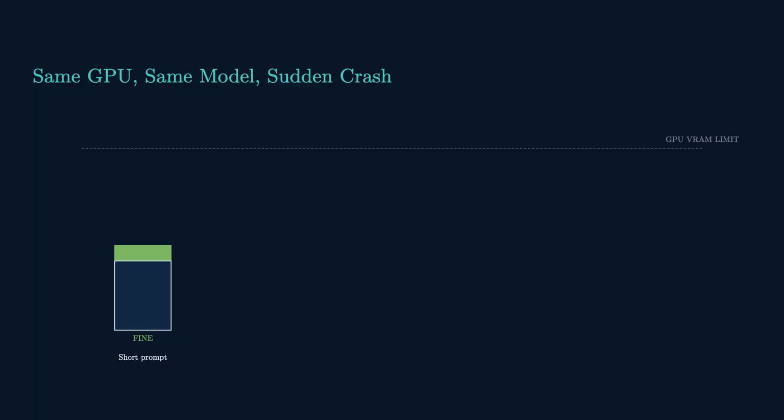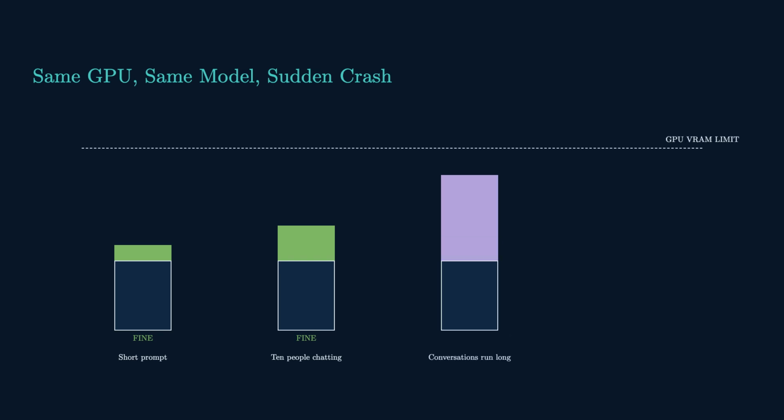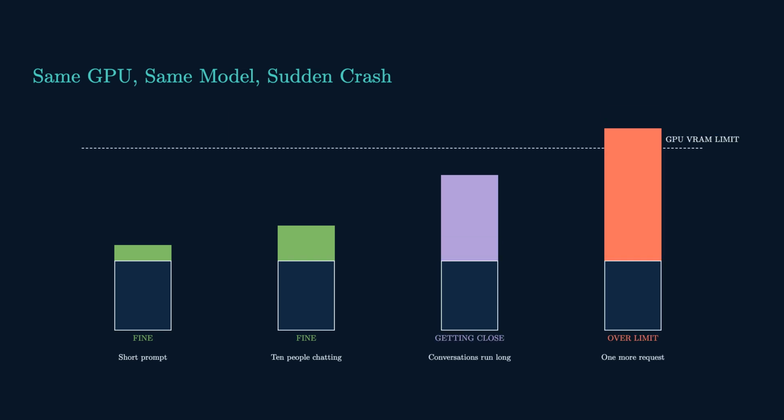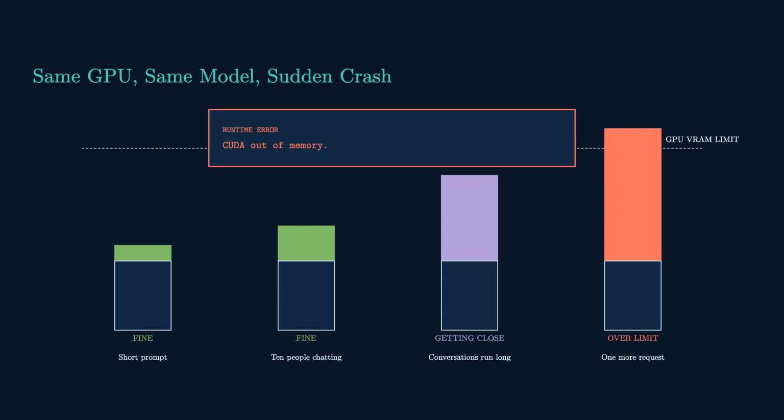Short prompt? Fine. 10 people chatting? Fine. Then the conversations run long, one more request arrives, and CUDA out of memory. Same GPU. Same model. The weights are exactly the size they were 10 minutes ago. Something else ate the room, and it wasn't the thing you sized for.